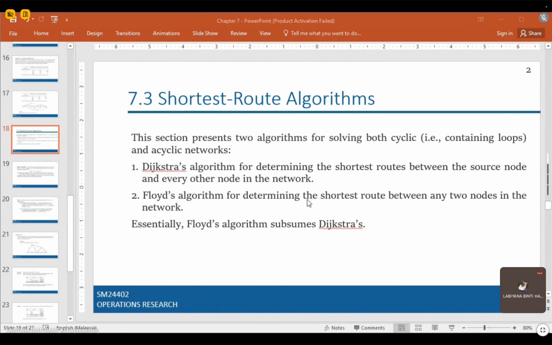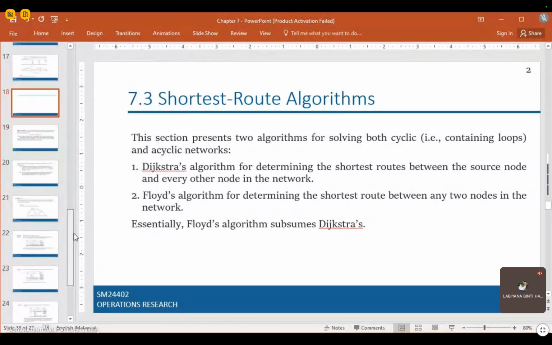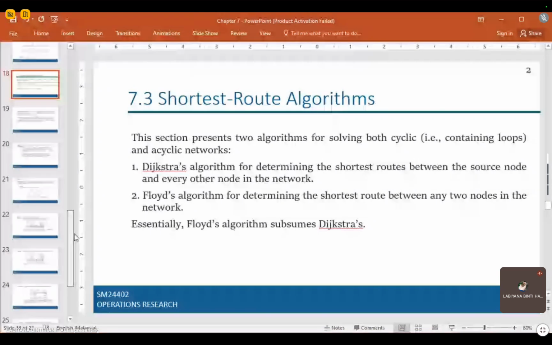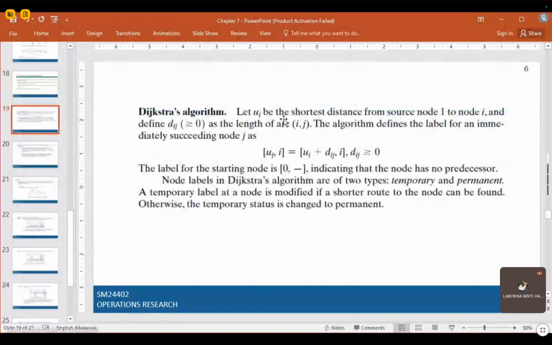Essentially, Floyd's algorithm subsumes Dijkstra's. But for this lecture, we only discuss the Dijkstra algorithm. It will come out during your final, so please pay attention. This is the Dijkstra algorithm.